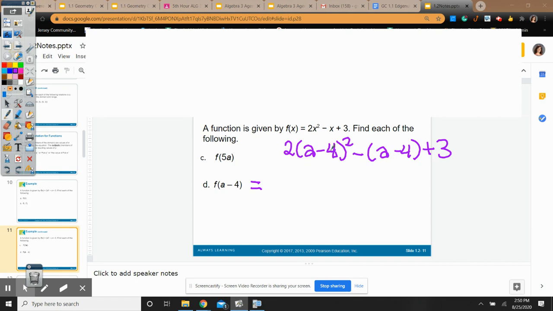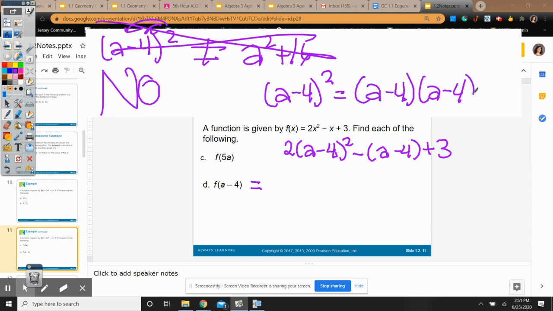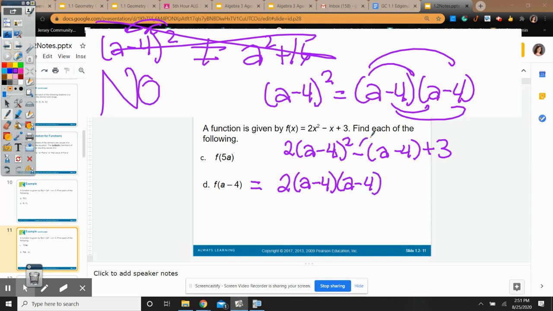First, when you have a minus 4 squared, so many kids are going to tell me that it's a squared plus 16. They're going to do this. That is so wrong. No. A minus 4 squared is the same thing as a minus 4 times a minus 4. You have to double distribute. So I'm going to expand this out. I'm going to write it 2 times a minus 4 times a minus 4. I'm also going to distribute this negative a right here. Minus a plus 4, and then you still have the plus 3.